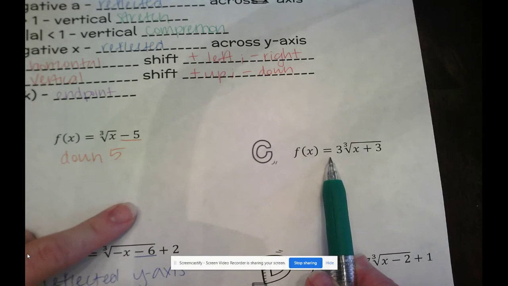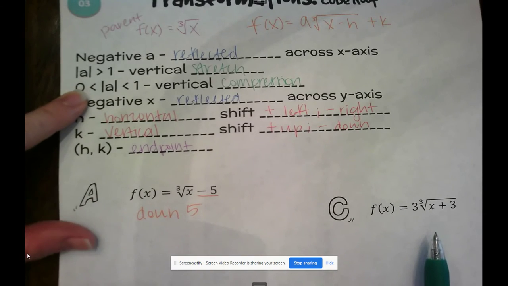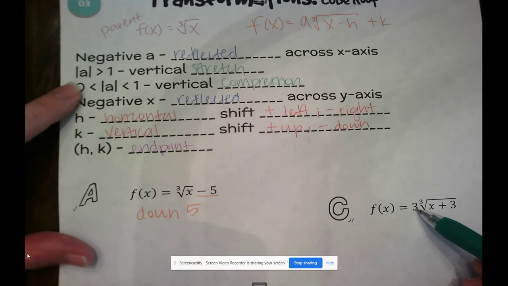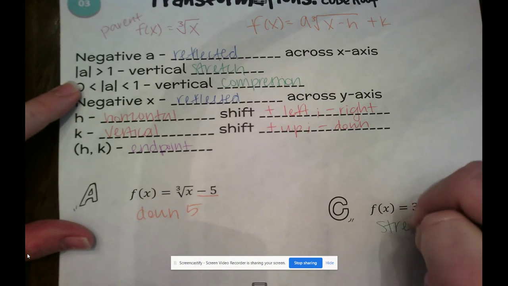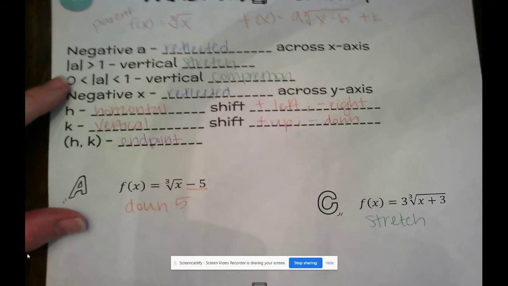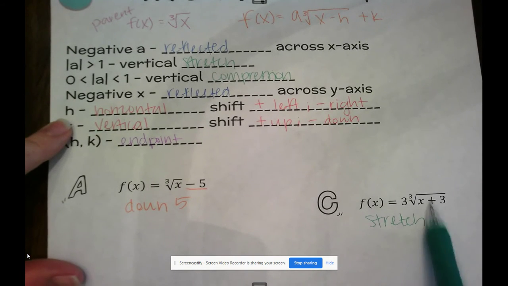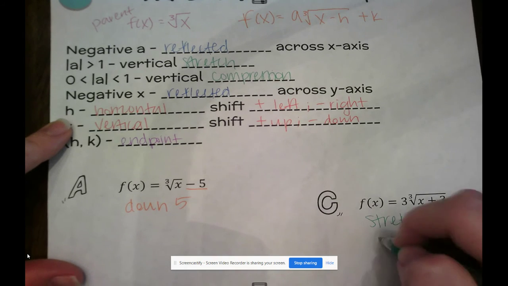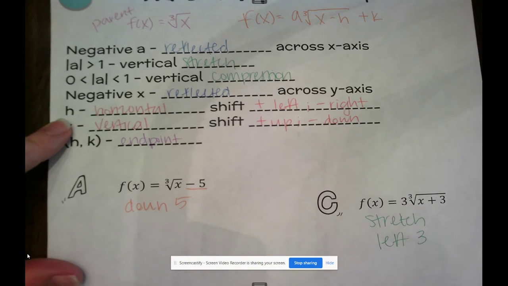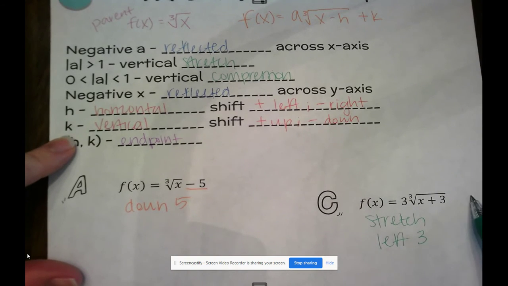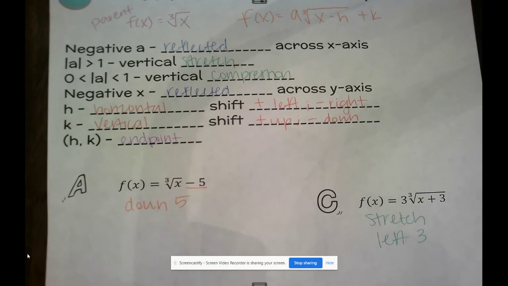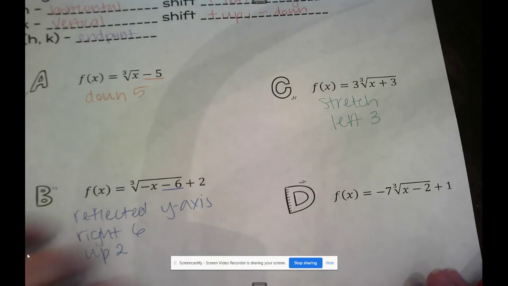Let's look at a couple more examples. Is there a negative a? Nope. Is there an a that is greater than 1 or in between 0 and 1? There is. It's greater than 1, so we're going to stretch it. Is there a negative in front of the x? Nope. Is there an h, a number underneath the radical? Yep, and it's positive 3, so we're going to go to the left 3. Is there a number outside? Nope. We're done.